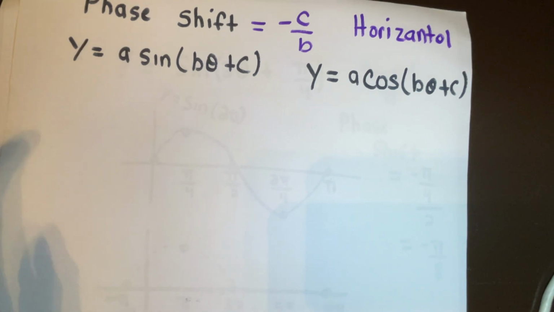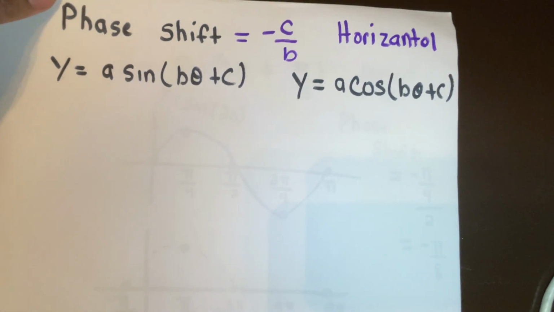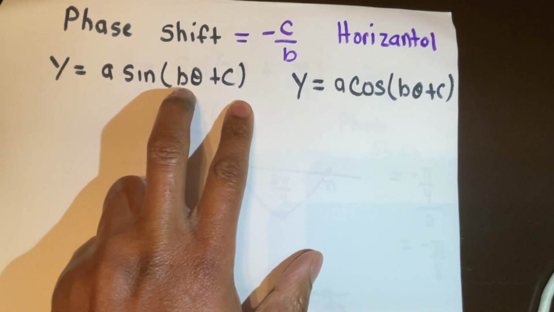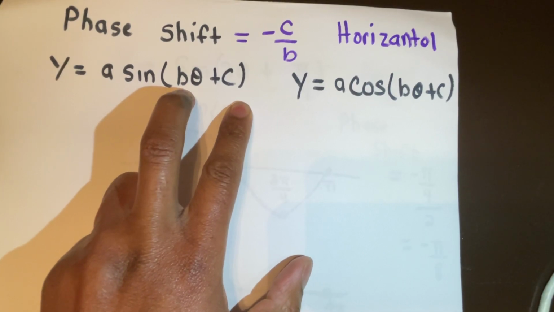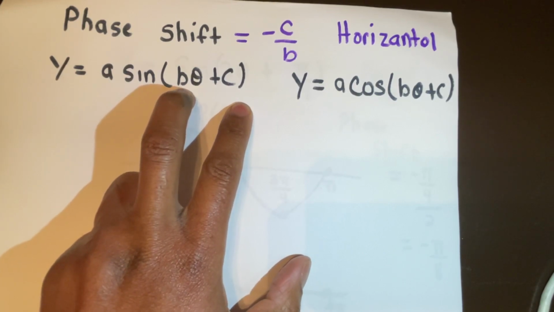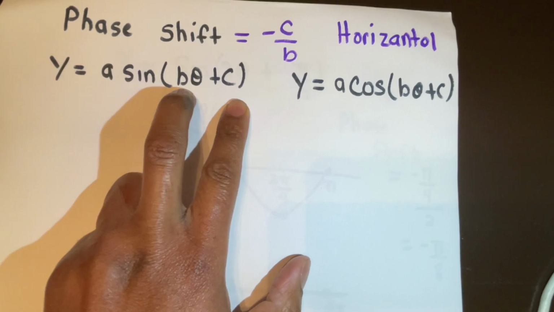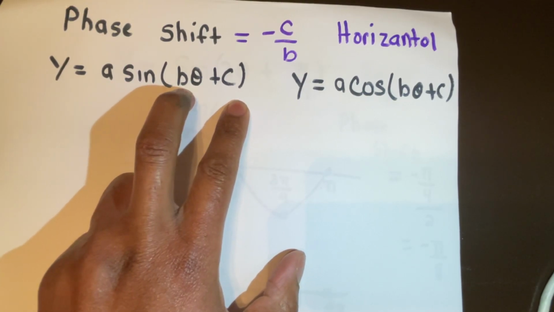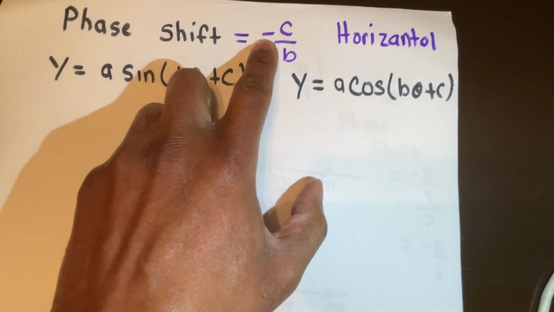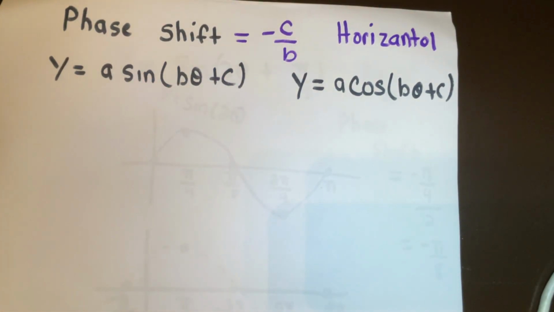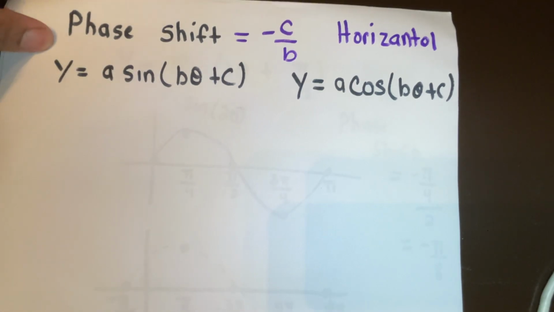All right, so lastly, we're going to talk about a phase shift for sine and cosine. And this is going to be a horizontal phase shift. And horizontal means that I'm only looking at what's inside of the parentheses to determine the horizontal phase shift. We'll talk about a vertical phase shift in just a minute. So if we want to find a horizontal phase shift, then we're going to do -c/b. So let's look at an example for that.